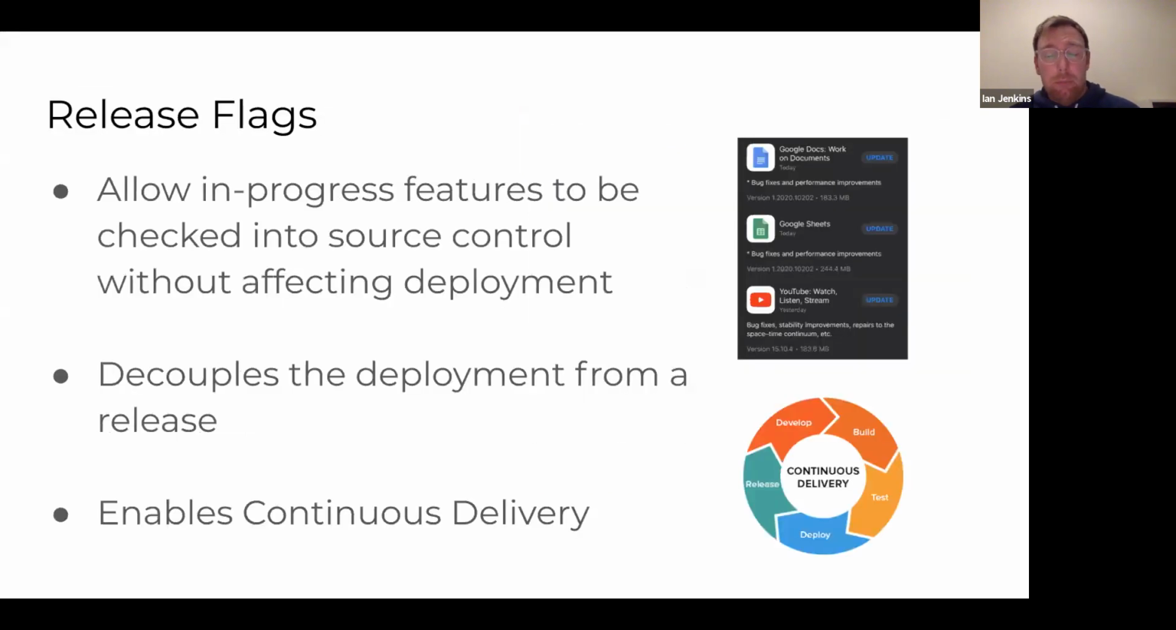Then the final one I'm going to talk about is this concept of release flags, which I think is the most interesting one. With release flags, it allows you to wrap in-progress features in flags, so that you can deploy to live even with features that are still in progress. I think a lot of the big apps do this. If you look at the screenshot on the top right there, I think when you see a lot of these app updates, which is your classic banal bug fixes and performance improvements, what they're actually doing there is probably pushing new features that are wrapped behind feature flags.